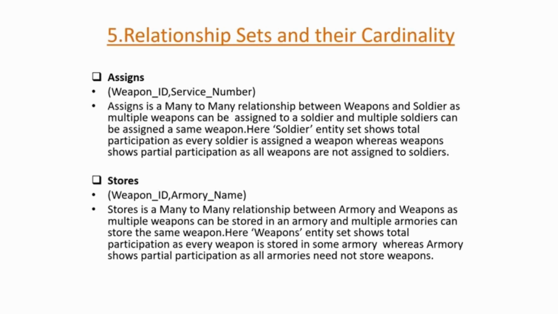The next relationship is stores, which depends upon weapon ID and armory name. Stores is a many-to-many relationship between armory and weapons, as multiple weapons can be stored in an armory and multiple armories can store the same weapon. Here weapons entity set shows total participation as every weapon is stored in some armory, whereas armory shows partial participation as all armories need not store weapons.